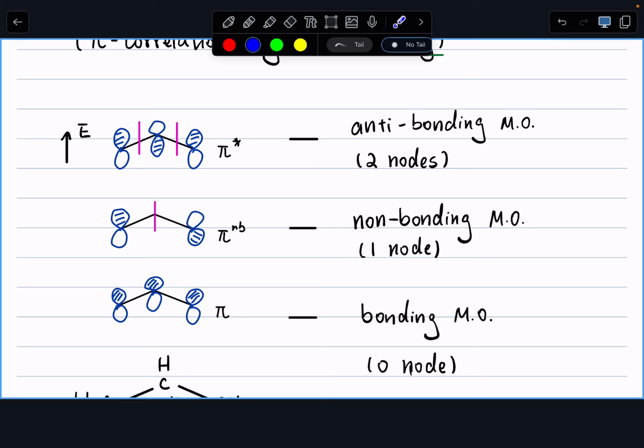Side note, what is a node? Why do we care about nodes and their positions? Whenever we say there's a node, that's a change of sign of my molecular orbital, so we're flipping the phase of the molecular orbital. And a node plane tells us that it is a low electron density region of your molecule.